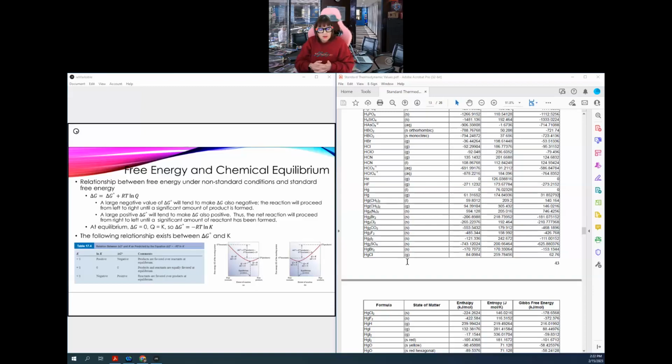Okay. At equilibrium, delta G equals 0. So Q equals K. So delta G naught equals minus RT ln of K, because K is equal to Q at equilibrium. So that's where we get this relationship. So if I have delta G, I can calculate the equilibrium constant. If I have an equilibrium constant, I can calculate the delta G for that. Cool. Awesome.